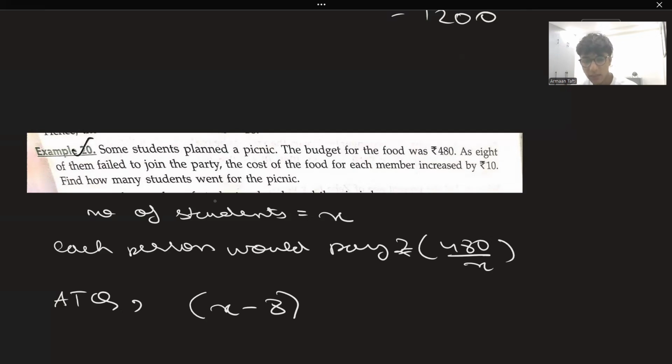So if only X minus 8 people joined, they each paid a price of 480 by X plus 10. Okay. So X minus 8 people, and the cost of food for each member increased by 10. So they have to now pay 480 by X plus 10.